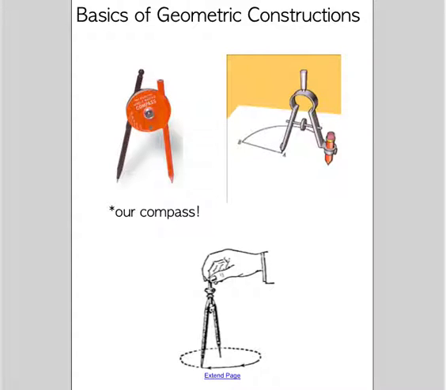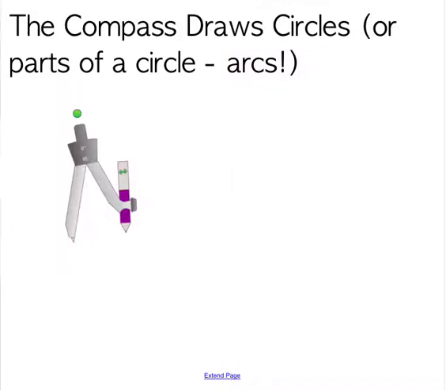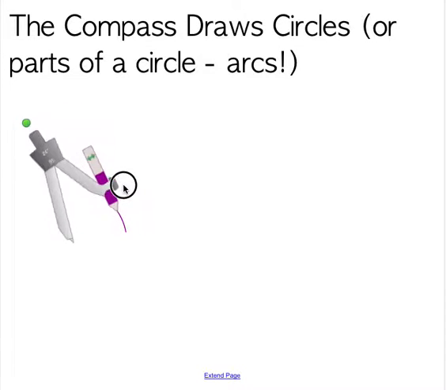I'm going to go over the basics of constructions in geometry. And we're not talking about road constructions or building constructions, but drawings that we make using compasses and straight edges. So the compass actually draws circles or parts of circles depending on how much you draw.